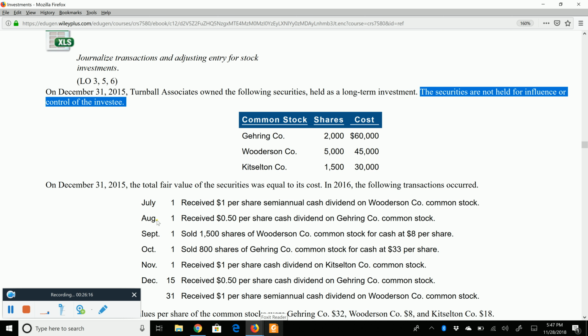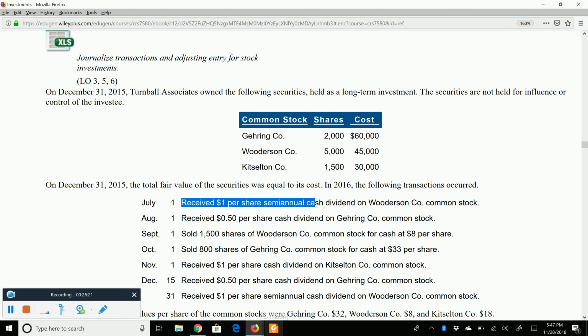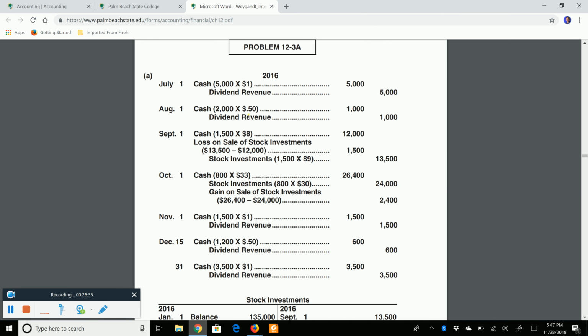All right, so with all of that said, July 1, what happened? We received a $1 per share dividend on Wooderson stock. All right, so Wooderson, how many shares do we own? 5,000 shares. 5,000 times $1 per share. Very easy math. That is $5,000. And because we're using the cost method, we will debit cash and we will credit dividend revenue. Just playing devil's advocate, if we were using the equity method, the credit here would be the investment account.